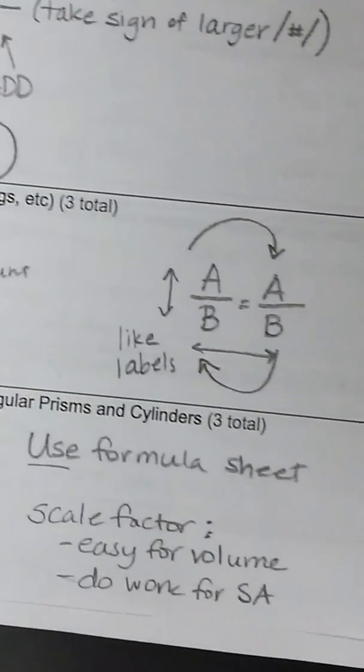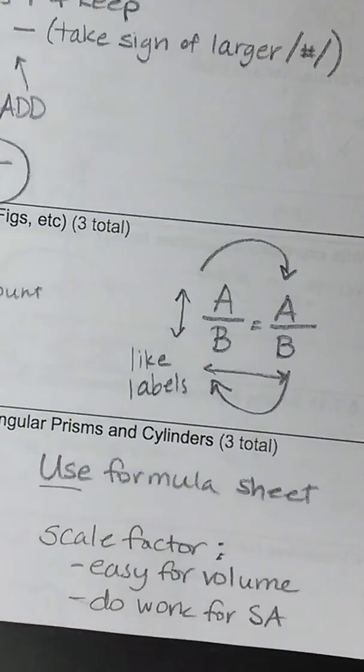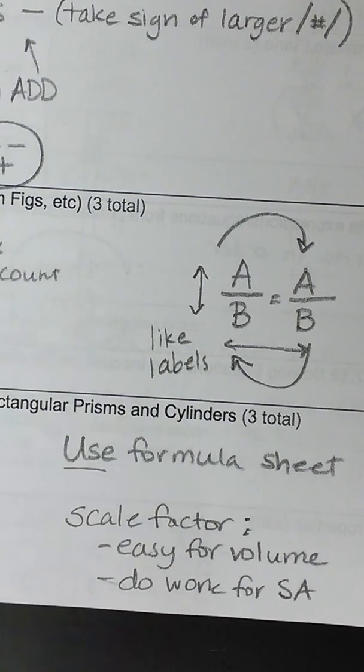Remember that scale factors, that's easy for volume. Whatever you multiply the side by is what you multiply the entire volume by. But unfortunately, for surface area, you've got to do the work for that one to make sure that that will happen.